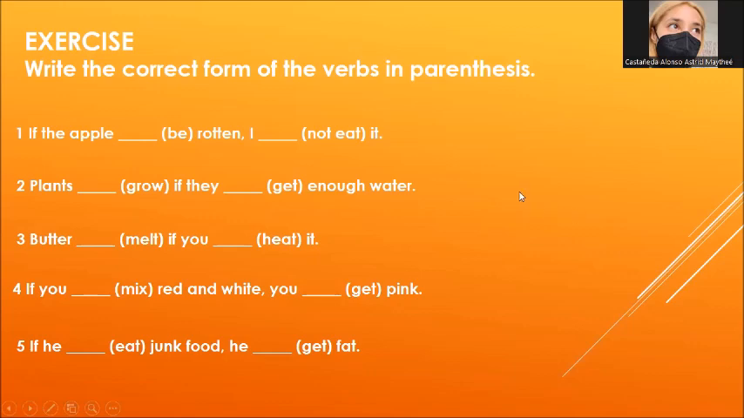If the apple you be rotten, I am not eat it. If the apple, is or are? Is. If the apple is rotten, I not eat it. Don't or doesn't? Don't. Okay, please do it, Astrid, again. If the apple is rotten, I don't eat.